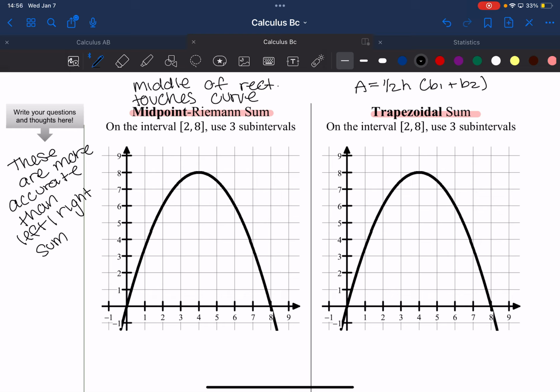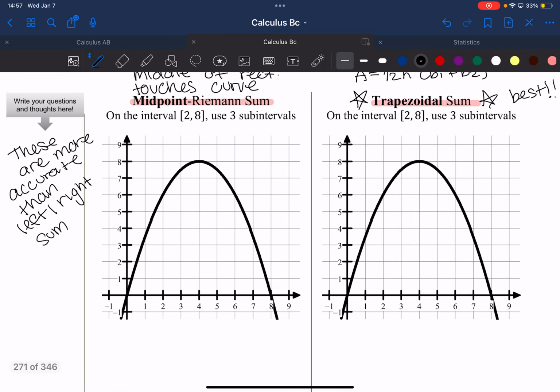Okay. If I had to pick out of all 4 of these, trapezoidal is going to be the best one. The reason for that is when we draw a trapezoid, when we do the diagonal, it's going to follow the curve a little better. So we're going to end up getting more of the area and less of the empty space that we don't need.